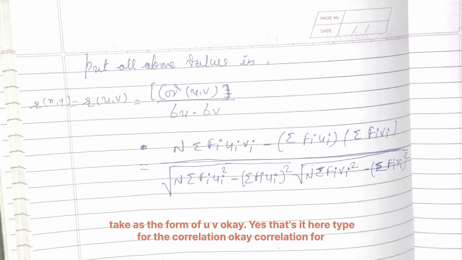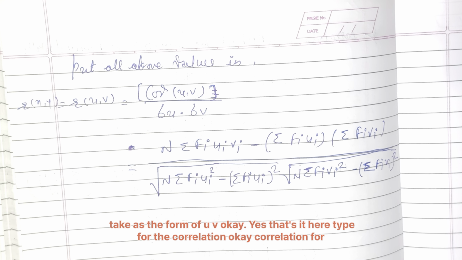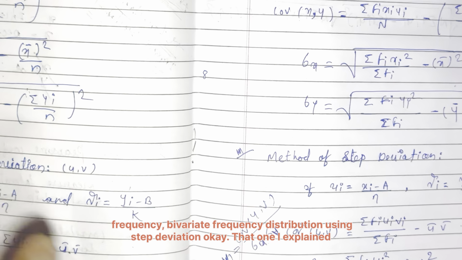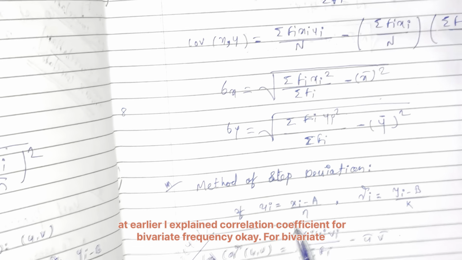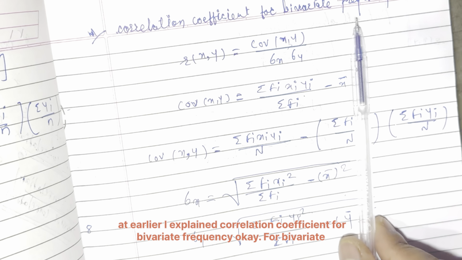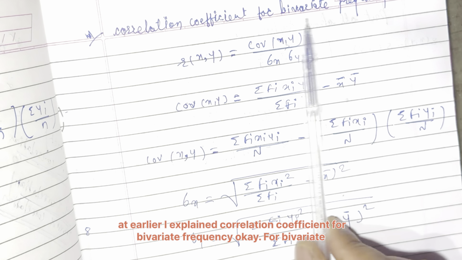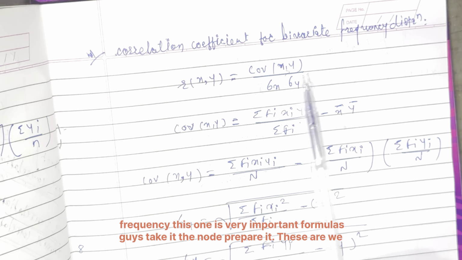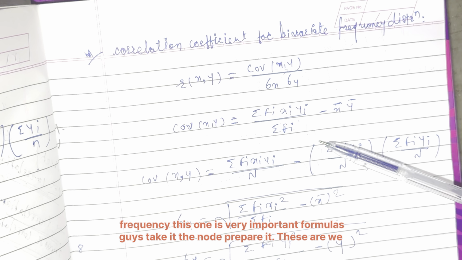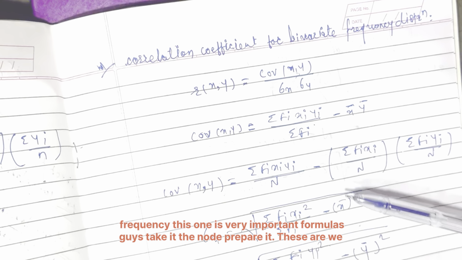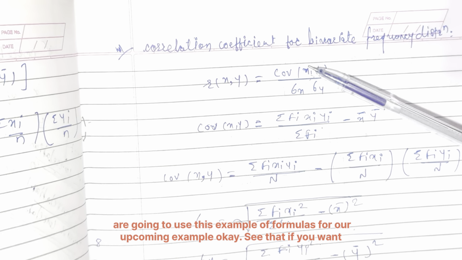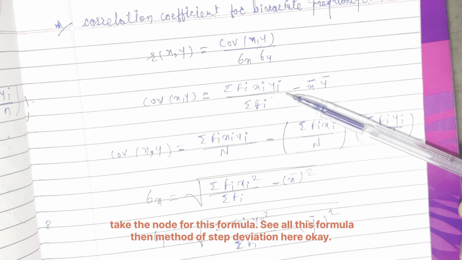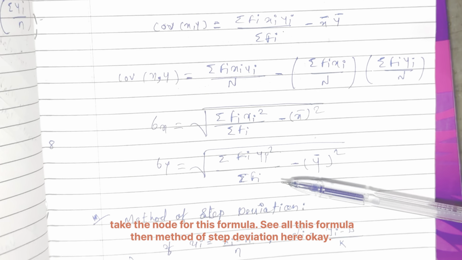Yes, that's it here, guys, for the correlation. Correlation for bivariate frequency distribution using step deviation, okay, that one I explained. And earlier I explained the correlation coefficient for bivariate frequency. This is a very important formula, guys. Take a note, prepare it. We are going to use these formulas for our upcoming examples. See all these formulas, then the method of step deviation here.